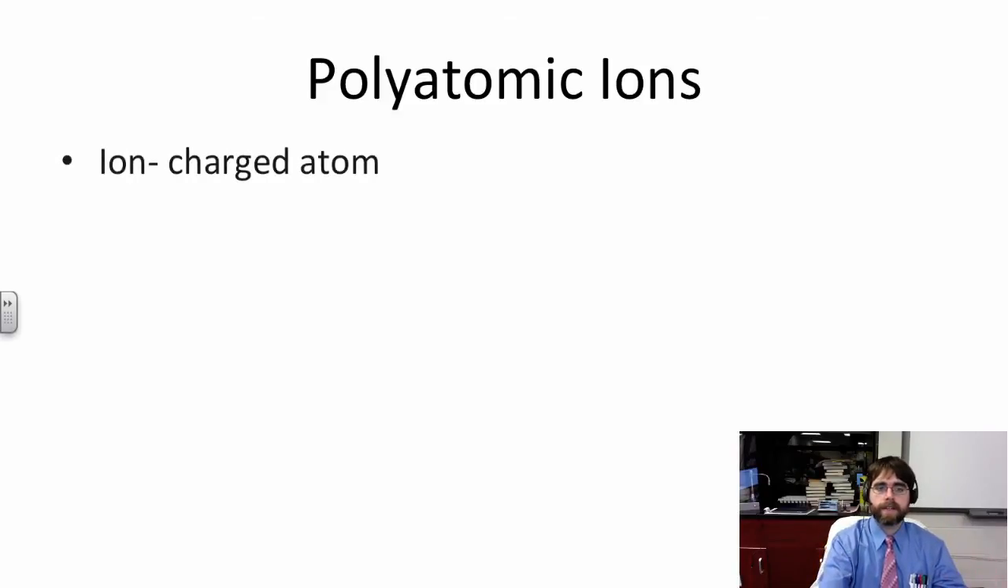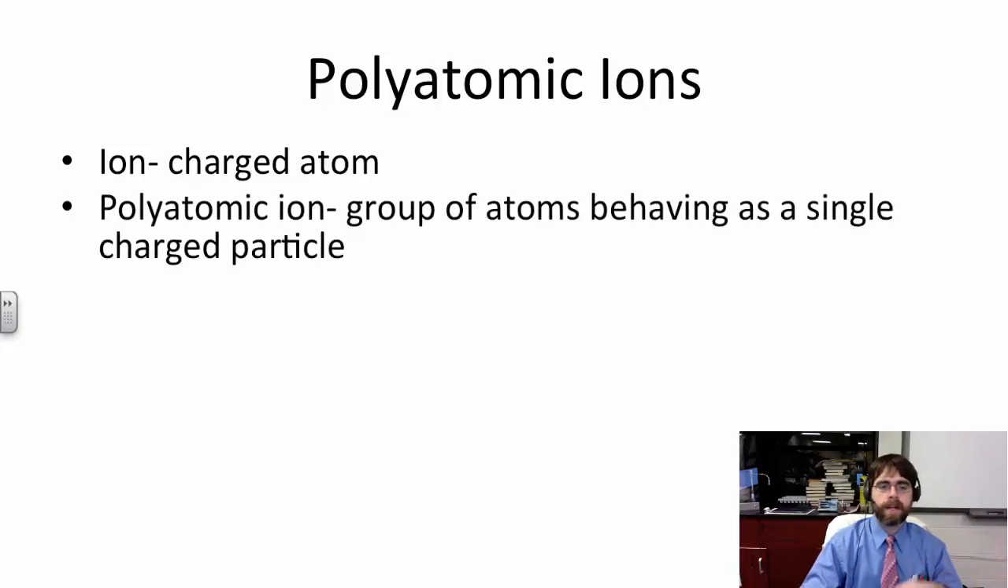Polyatomic ions. So first off, just a reminder, ions are charged atoms, and atoms get charged when they gain or lose electrons. Polyatomic means that we have many atoms bonded together behaving like a single ion.